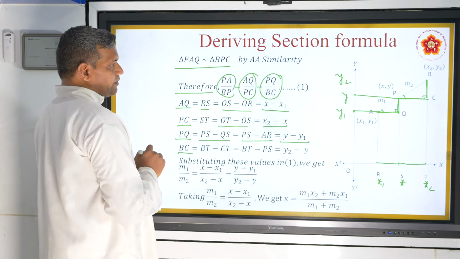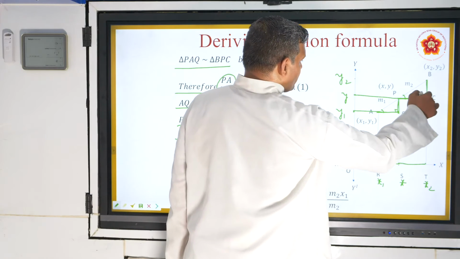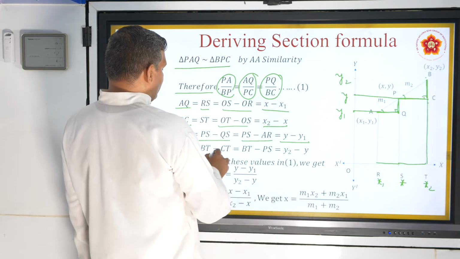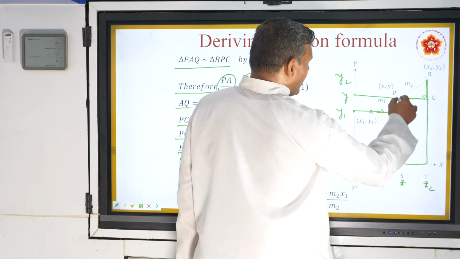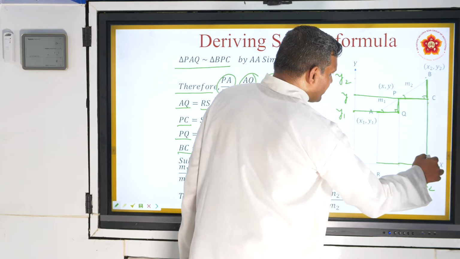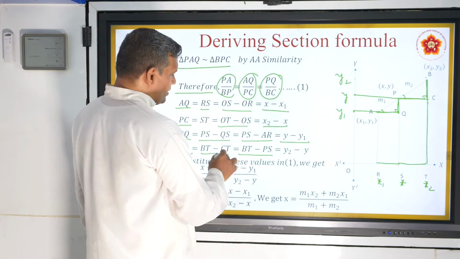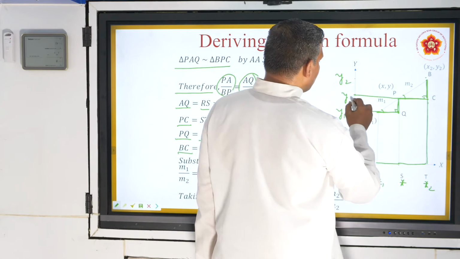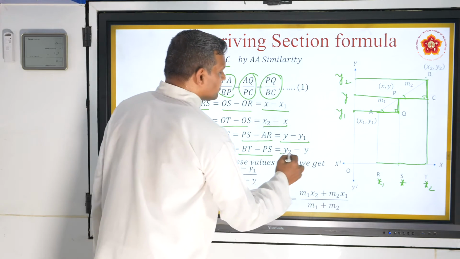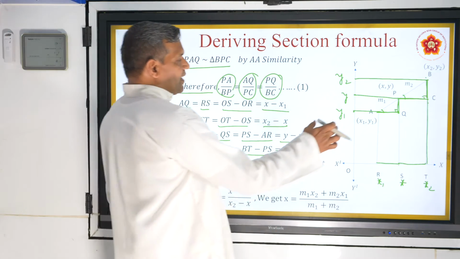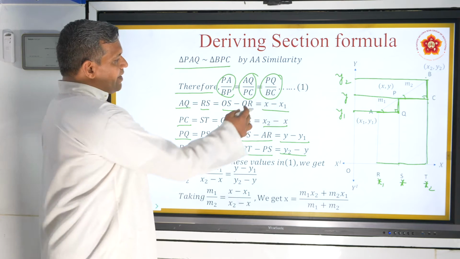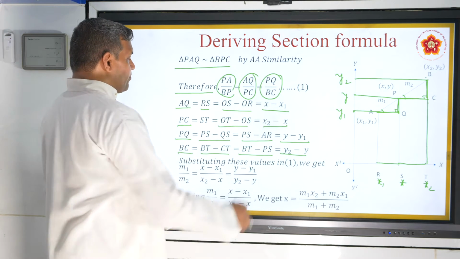Come back to the BC one. What is BC? BC is equal to BT, the whole thing, BT minus CT. But CT's value and PS value are the same, right? So instead of CT I can write PS. So that becomes Y2 minus Y. So Y2 minus Y. Finished. Now I got this line segment measure, this line segment measure, this line segment measure, and this line segment measure in terms of coordinates. That is x minus x1, x2 minus x, and y minus y1, y2 minus y.